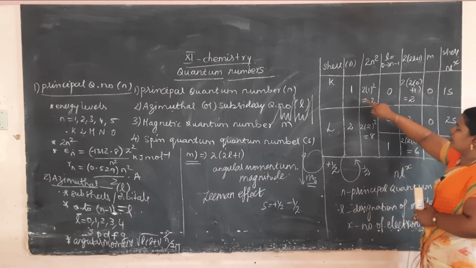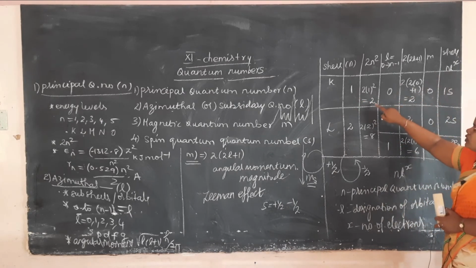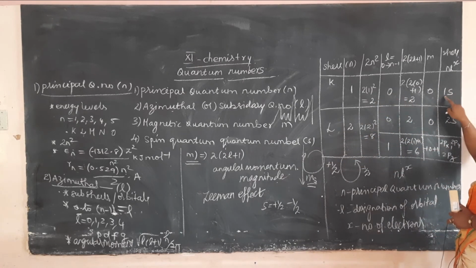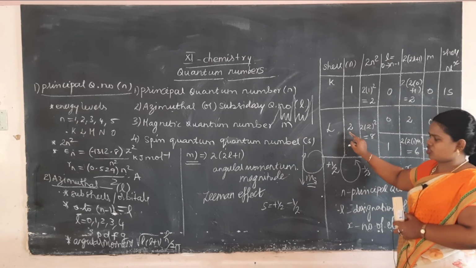Now we have to represent it as n L x. So the n value here is 1. So I put the n value 1. Then the L value is equal to 0. So for L value 0, what have we said? The s orbital. So that is the 1s orbital. Then similarly, when n is equal to 2, which shell is it? The L shell.